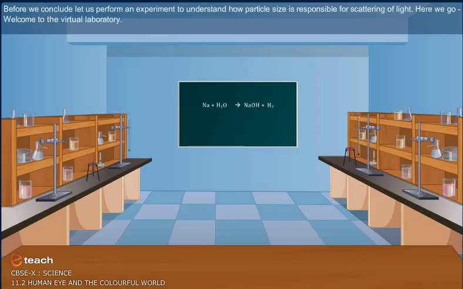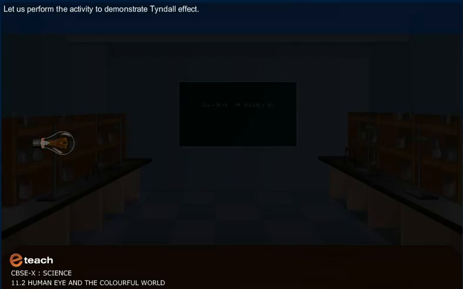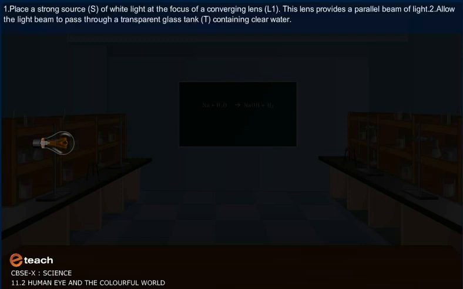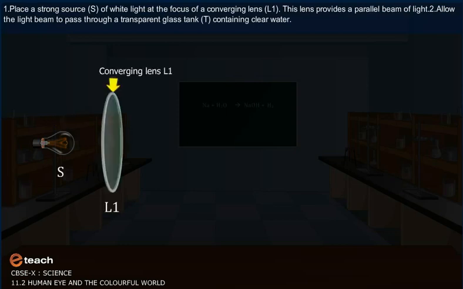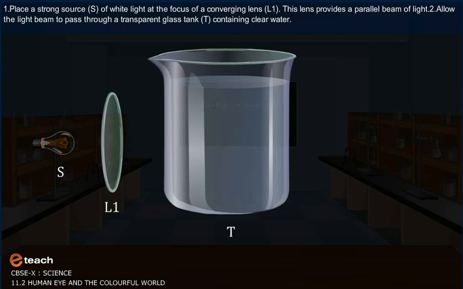Before we conclude, let us perform an experiment to understand how particle size is responsible for scattering of light. Here we go. Welcome to the virtual laboratory. Let us perform the activity to demonstrate the Tyndall effect. 1. Place a strong source, S, of white light at the focus of the converging lens, L1. This lens provides a parallel beam of light.